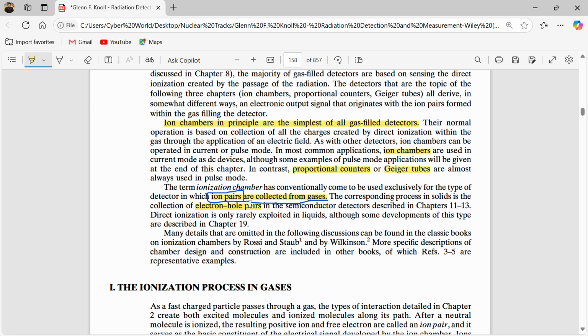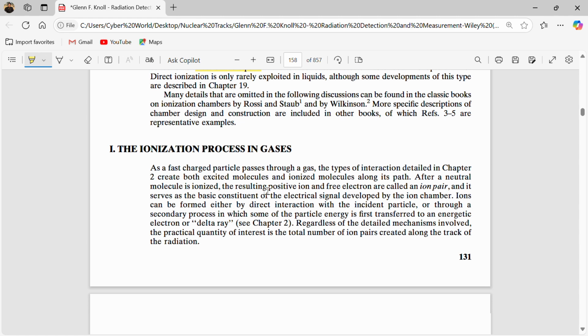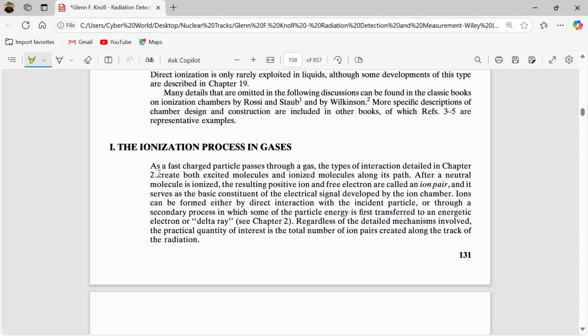So what we learned is that there are three detectors: the proportional counter, the Geiger-Müller counter, and the one we are discussing, the ion chamber, called the ionization chamber. When a charged particle interacts with this gas-filled chamber, it produces ion pairs. Simple as that. Okay, now we move on towards our subtopic number one, which is about the ionization process in gases.